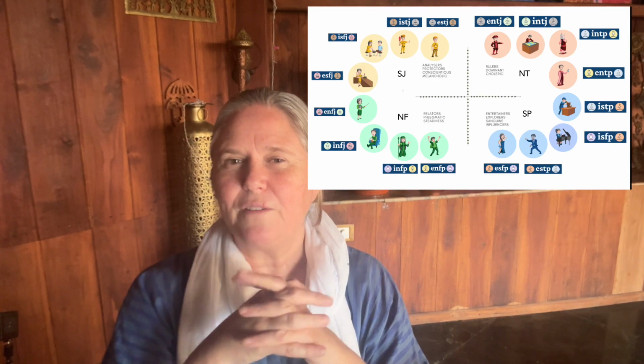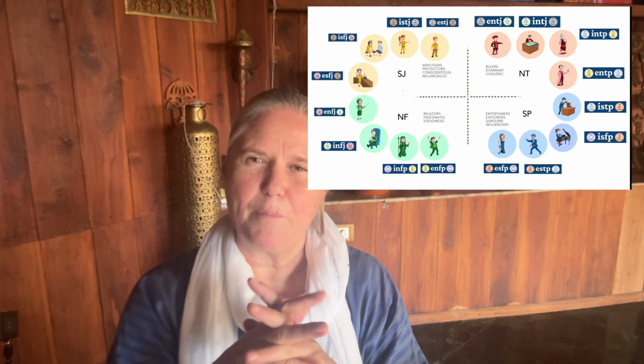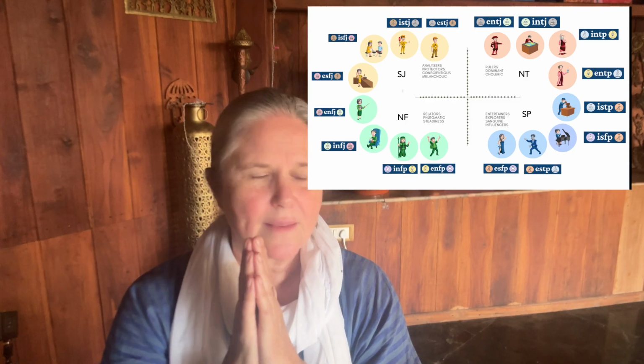Anyway, I don't want to go way too deep into every type at this moment. I just want to introduce the family so that when you've got somebody's 4 letters, you can at least say, okay, I know what N means, I know what F means, so I get a bit of a flavor of the specialty or what this type might look like. Okay, so let's have a look at the 3rd family. Now, these are the SP types. They're known as explorers. In the DISC model, I think they would probably be the influencers.